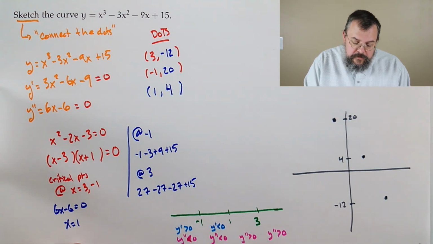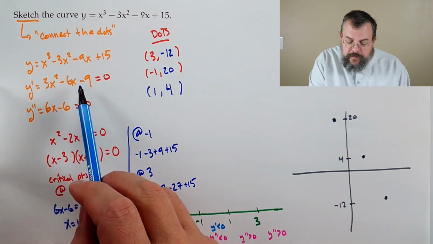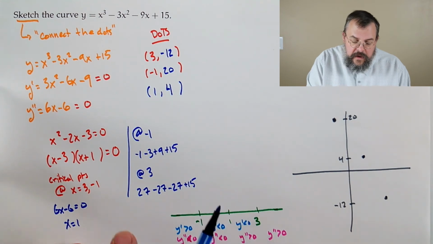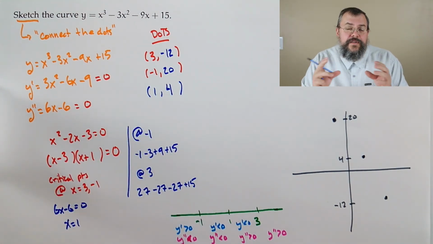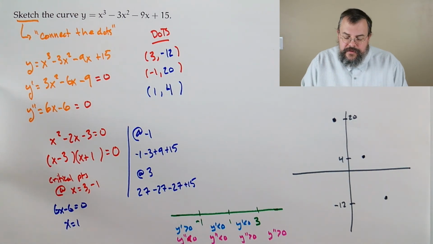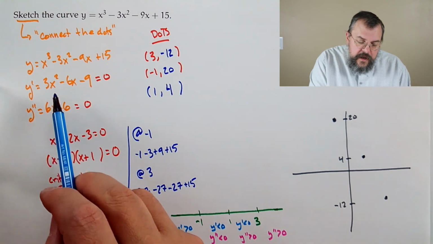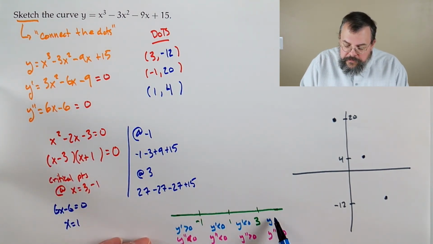If I plug in 2, it would be 12 minus 9. So it's still negative, which is right because our derivative shouldn't change sign at 1. Because 1 is something about the second derivative. It's not about the first derivative. And finally, if I plug in a big number, 100, the first term dominates again. So we're back to being positive.